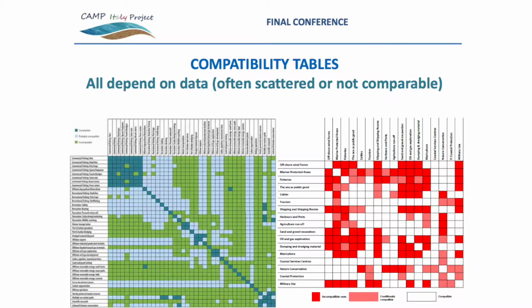Next issue, compatibility tables. There are already lots of different tables showing the compatibility of marine uses among themselves, by two usually. The easy stuff is to see which are the compatible uses and which are not compatible. But there are also gray areas. There are some uses which might become compatible on the basis of some conditions. So identifying these conditions for each one of the cases would be very important as well.